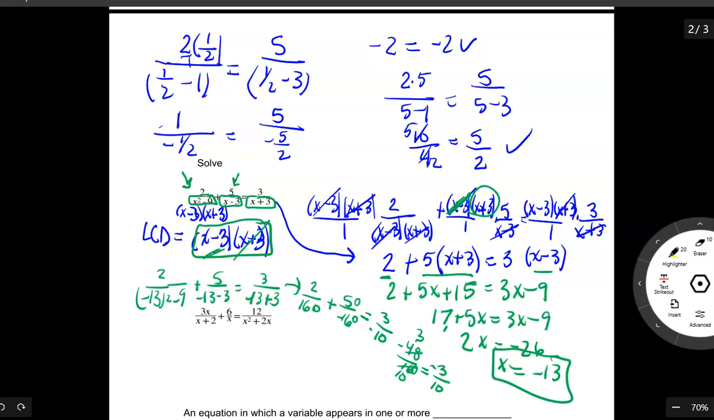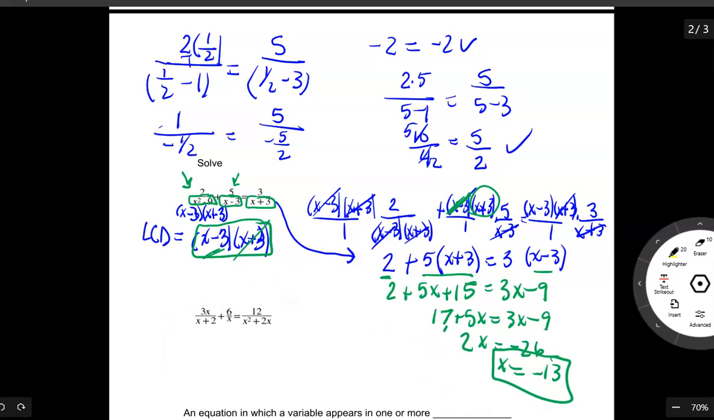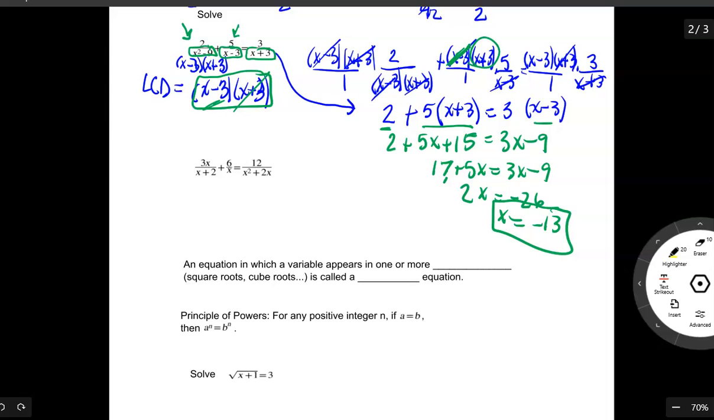Okay, I've got one more I want to show you, and then I'll switch over to the other video. I'm going to erase my check because it kind of ran into this other problem. Okay, I'm going to pause. Okay, I was able to make a little bit of room to work this last problem, but not a lot.